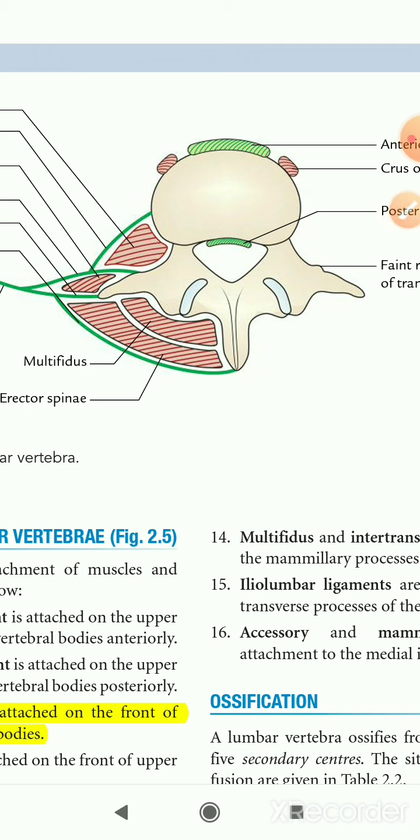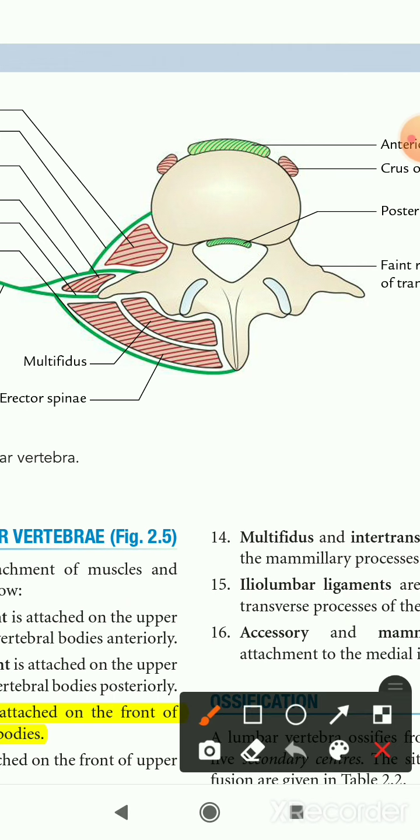Now, next the muscle attached is psoas major, which arises from the upper and lower border of all the lumbar vertebrae. The psoas major muscle arises by some fleshy slips from the upper and lower border of all the lumbar vertebrae. So this is the psoas major muscle.